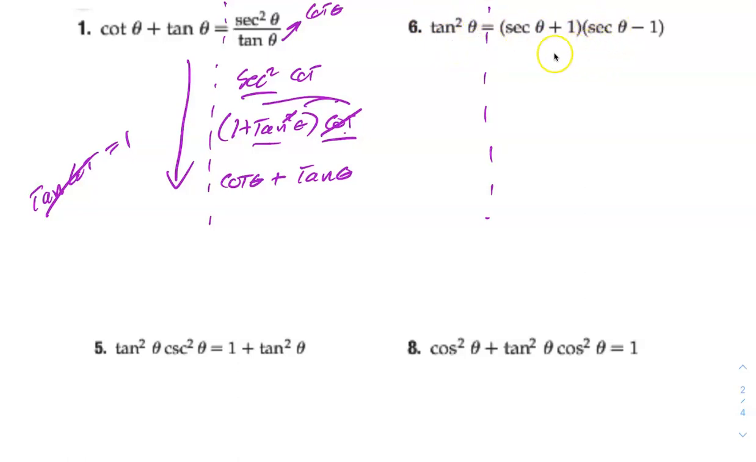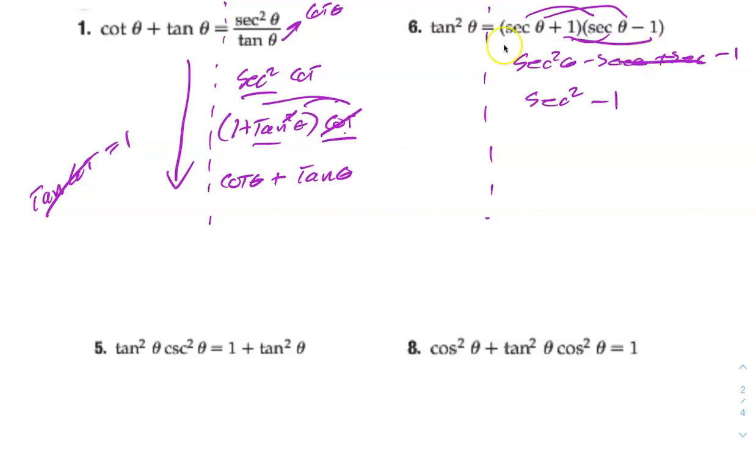But I have this right here also. To me, this is the more complicated side, so I'm going to simplify this. Now, it is the difference of two squares, if you notice, so you could just go secant squared minus 1. I'm going to take a little first in case people are not sure. I'll just multiply it out. I get secant squared theta minus secant theta plus secant theta minus 1. These cancel. I get secant squared theta minus 1.